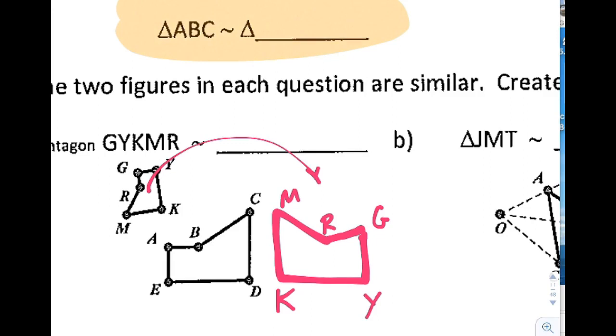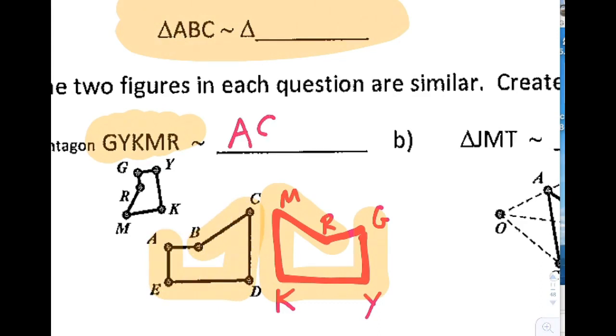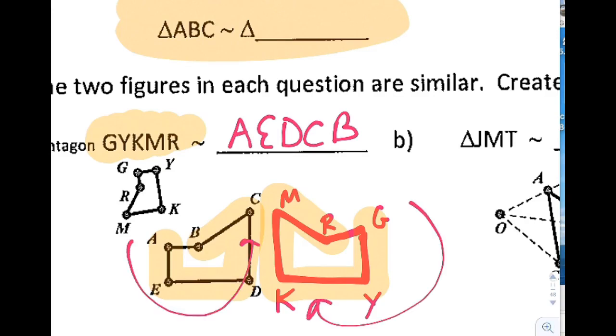And it is facing the other way, which is a reflection, but that's going to be easy to figure out. If I go G, Y, K, M, R, that would be like going G, Y, K, M, R. So orientation goes the other way, so it would be A, E, D, C, B. Instead of going this way, I just reflect and go that way.